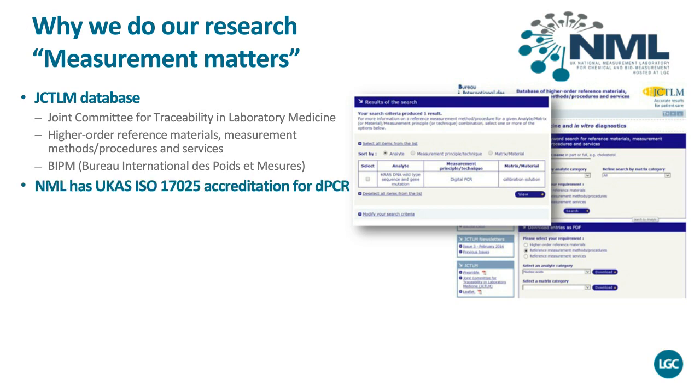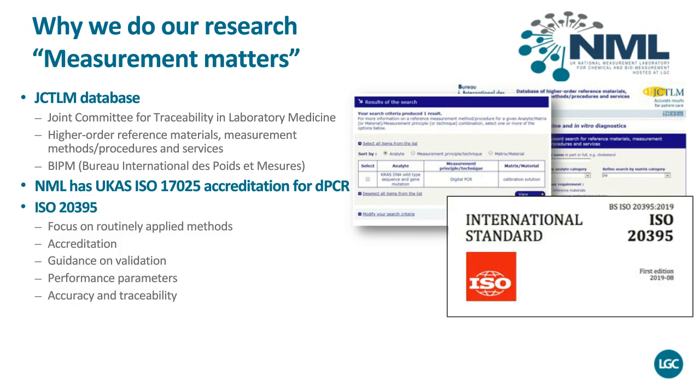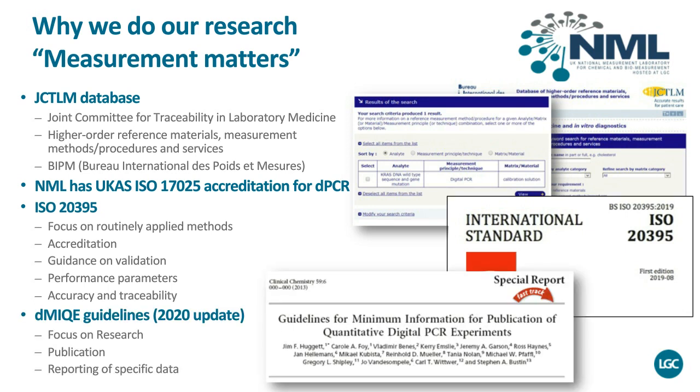We also have ISO accreditation by UKAS for doing digital PCR measurements. And we feed into the ISO guidelines for routine applied methods, looking at other laboratories that need accreditation. And then we also have research guidelines. So the dMIQE guidelines that were published in 2013 are an example of this, on how can we produce publications in the more academic area that give reproducible materials and methods, but also other laboratories could replicate the findings.